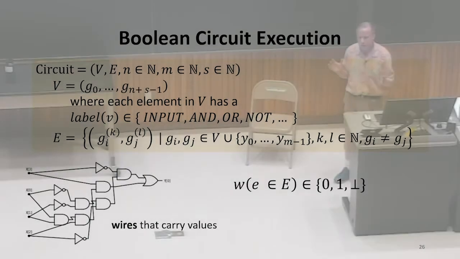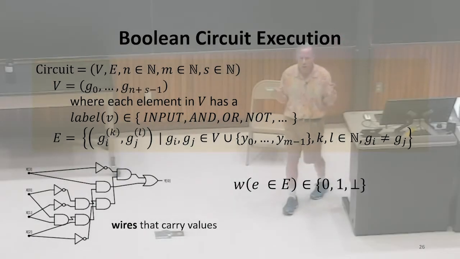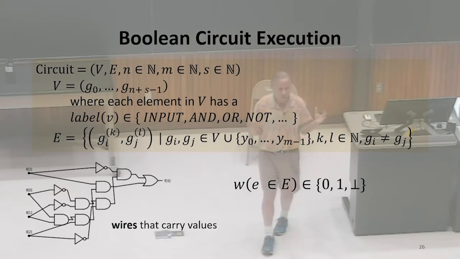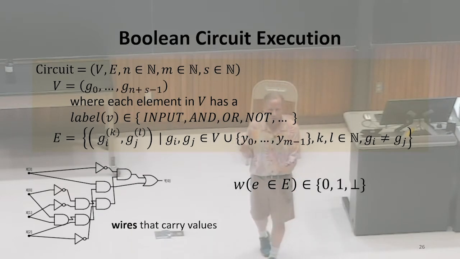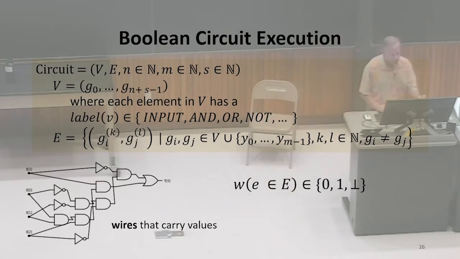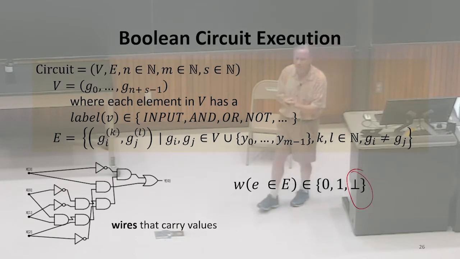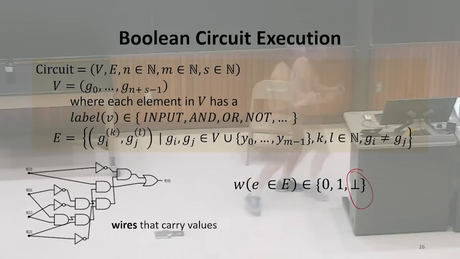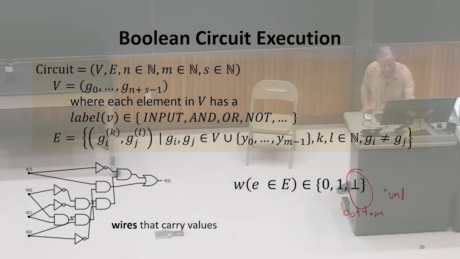That means we can define a function that's going to map any edge to its value. This is like a label of a node on a graph, but now we're labeling the edges with their values. But I've added one little wrinkle to this. We might not know the value. This is a symbol sometimes called bottom, but it's used often to mean undefined.